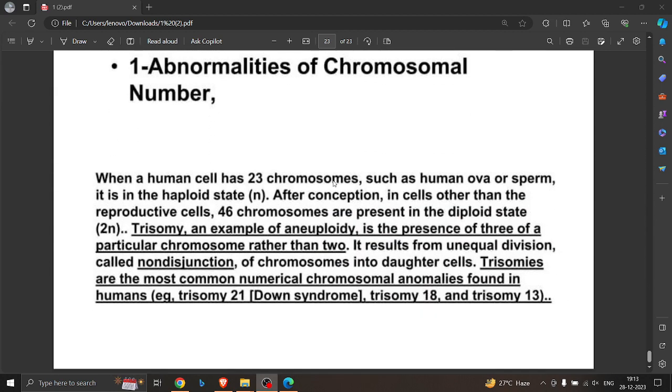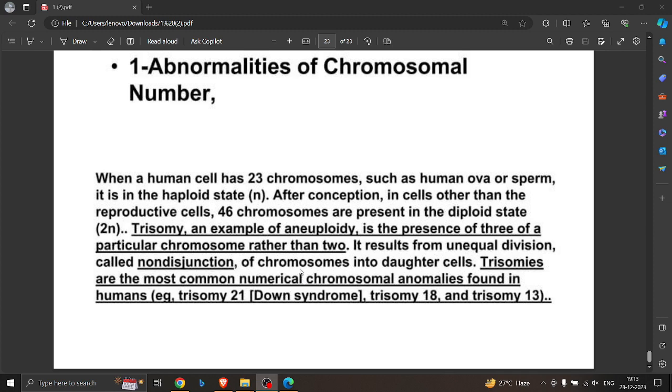Now, human cells have 23 chromosomes in the case of human ova or sperm. It is in the haploid stage, and after conception, in cells other than the reproductive cells, 46 chromosomes are present in the diploid stage. Trisomy is an example of aneuploidy, which is the presence of 3 of a particular chromosome rather than 2. It results from unequal division, called non-disjunction, of chromosomes into daughter cells.